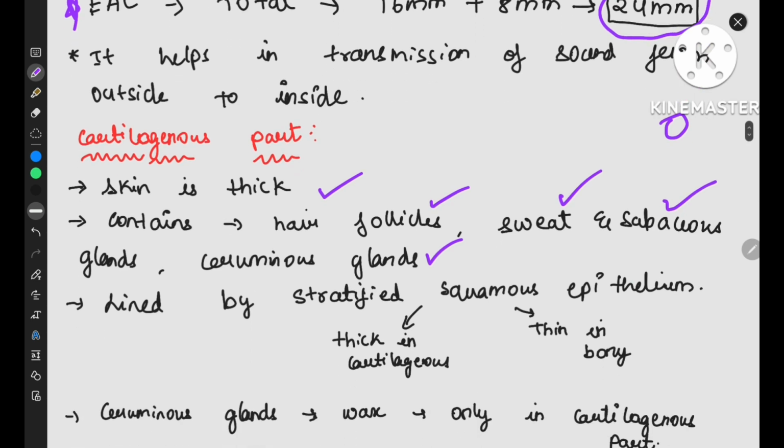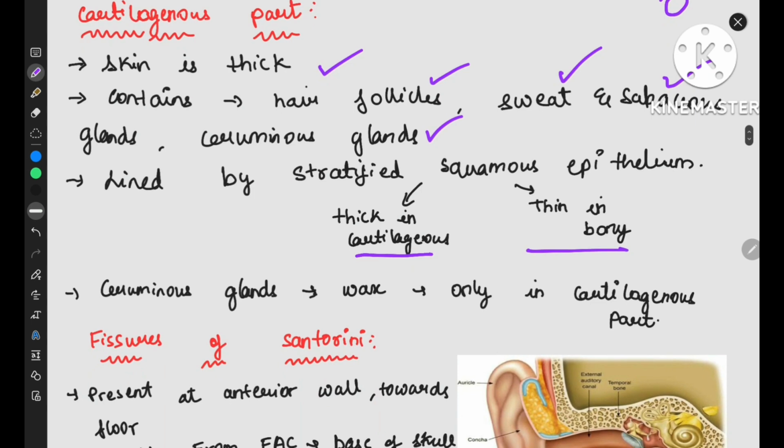It is lined by stratified squamous epithelium. It is very thick in the cartilaginous part and very thin in the bony part. There are ceruminous glands which secrete wax. So most of the wax is present in the cartilaginous part of the external auditory canal.